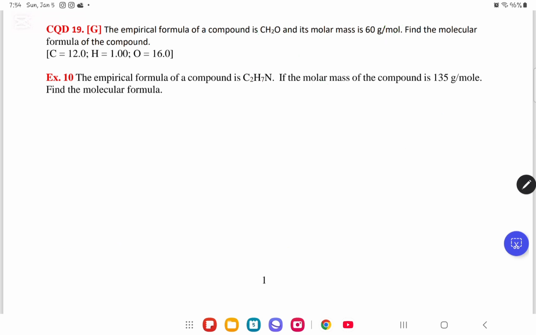Okay, so let us apply the same rule for exercise 10. The empirical formula of a compound is this. So we need to find the molar mass. Very simply, to find the molar mass, we know that carbon is 12, so 12 times 2, plus hydrogen, which is 1 times 7, which is 7, plus the molar mass of nitrogen, which is 14. So we get 45. Then the molar mass of the compound is 135.